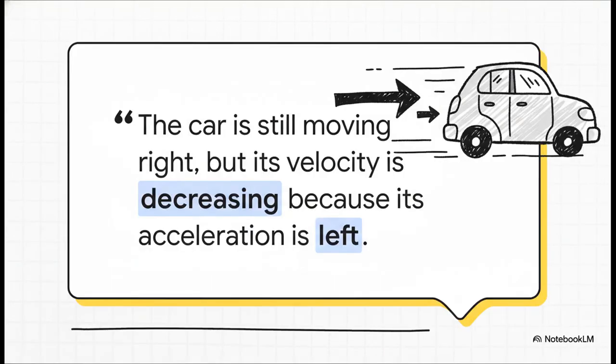Let's just let that sink in for a second, because it's so important. The car is still moving, right? But its velocity is getting smaller and smaller because its acceleration is pointed to the left. This is the whole shebang right here. The direction of acceleration tells you how the velocity is changing, not which way the object is currently going.